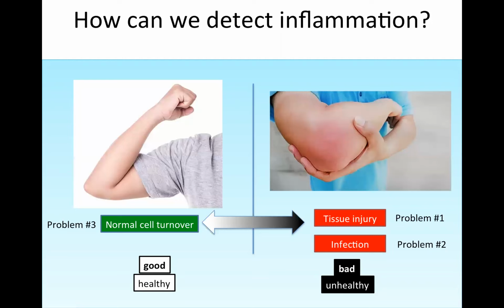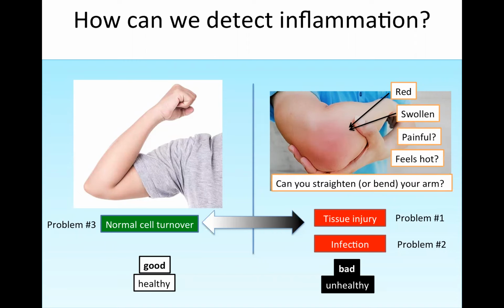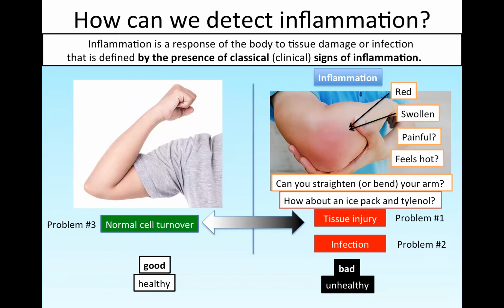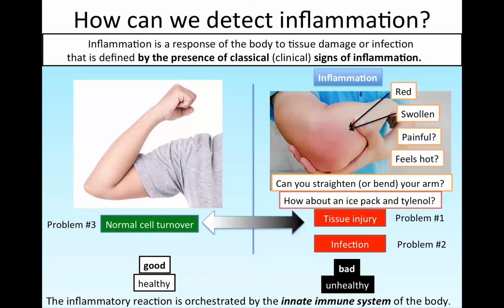So if we look at these two elbows, there is an obvious difference between the two of them. The right-sided one is red, swollen, and probably painful. And we can ask the patient whether he feels hot, whether he can straighten or bend the arm, and whether he used an ice pack or Tylenol already just to reduce the pain. So definitely when we just look at it, it's clearly an inflamed elbow. It's an inflammation. On the other hand, the other one is absolutely healthy. So the difference between the two of them is simply defined by these classical signs.